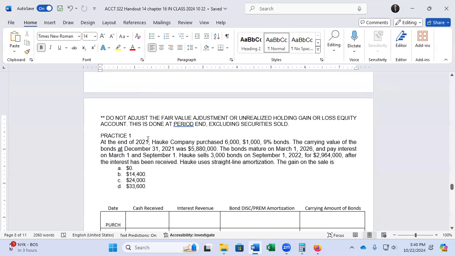By the way, that month end should read December 31st, 2021. Sorry about the date issue.